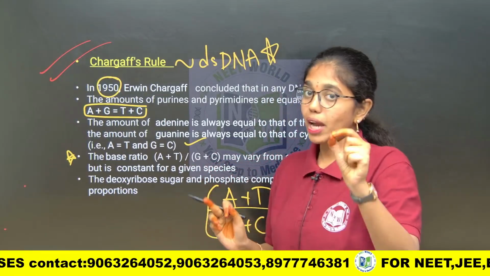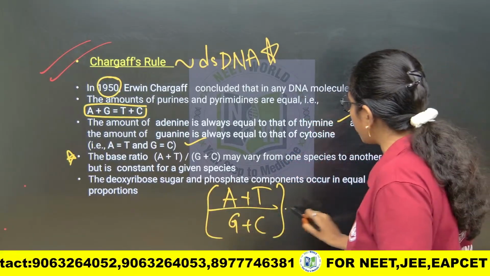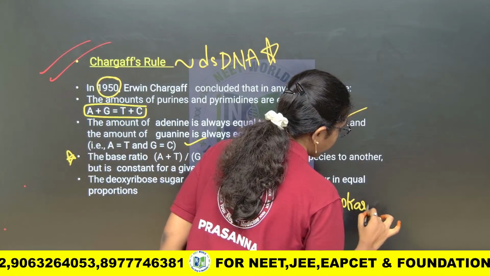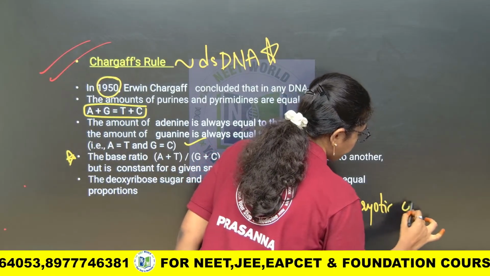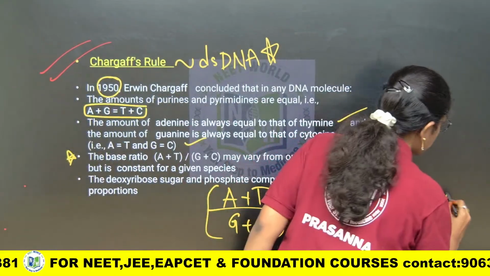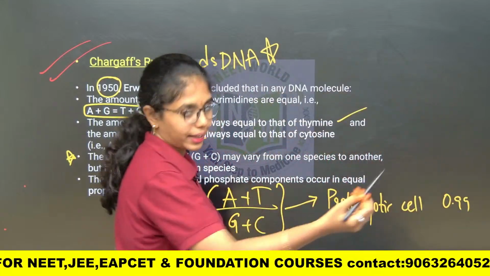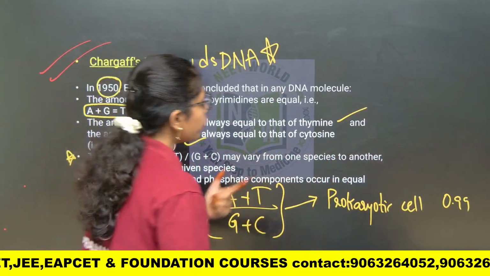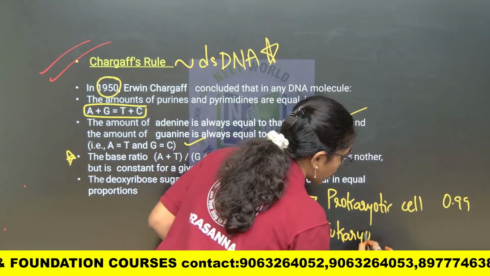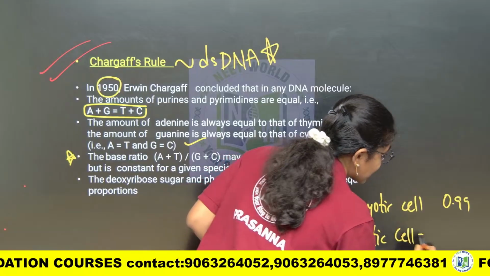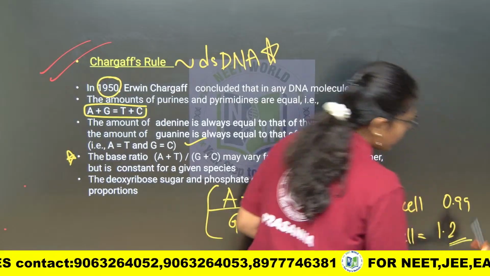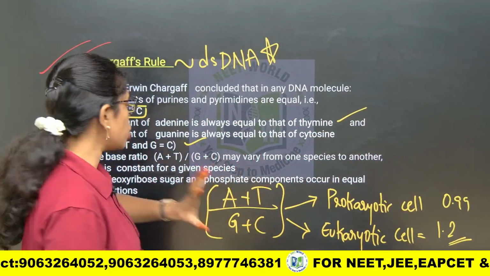For example, the base ratio for a prokaryotic cell will be less than 1, approximately 0.99. If you consider the base ratio for eukaryotic cells, it will be more than 1, for example for a mammalian cell it will be around 1.2. Remember, this is most important.